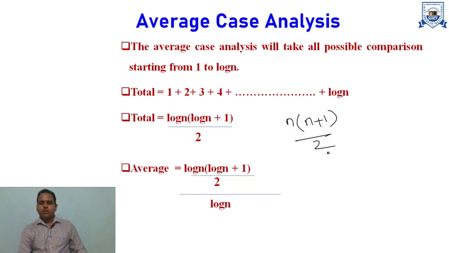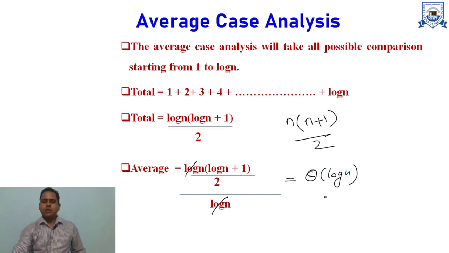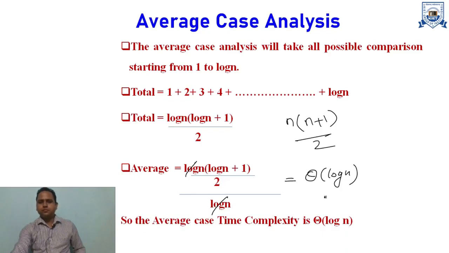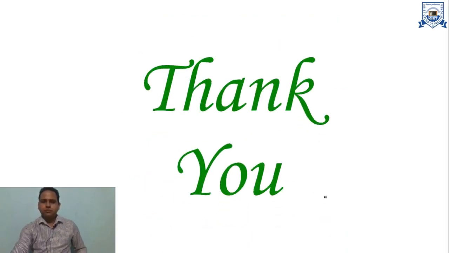Here in place of n we have log n, so we can write log n times log n plus 1, divided by 2. It is the total comparisons, and the average will be this total divided by log n, since we have log n as the k times. Here you can see this log n will be cancelled and all the constants will be removed. So we will get the answer as theta of log n. So just remember, the average case time complexity of binary search is theta of log n. Okay, thank you so much.